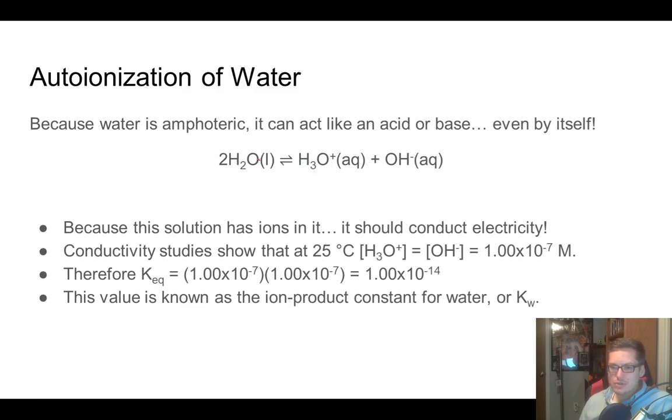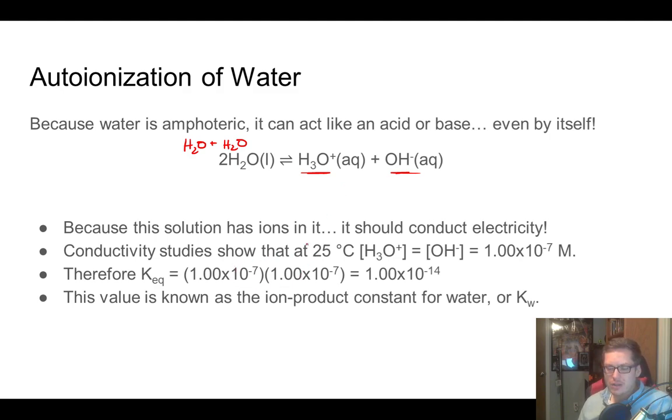So if you have these two water molecules, we could just as easily write this out as H2O plus H2O. If they hit each other just right, one of them will act like an acid and donate its proton, and the other will act like a base and gain a proton, and you'll actually form hydronium and hydroxide within water. Now this is forming ions, and because it's forming ions, we know it should be an electrolyte and should therefore conduct electricity, and it actually does.